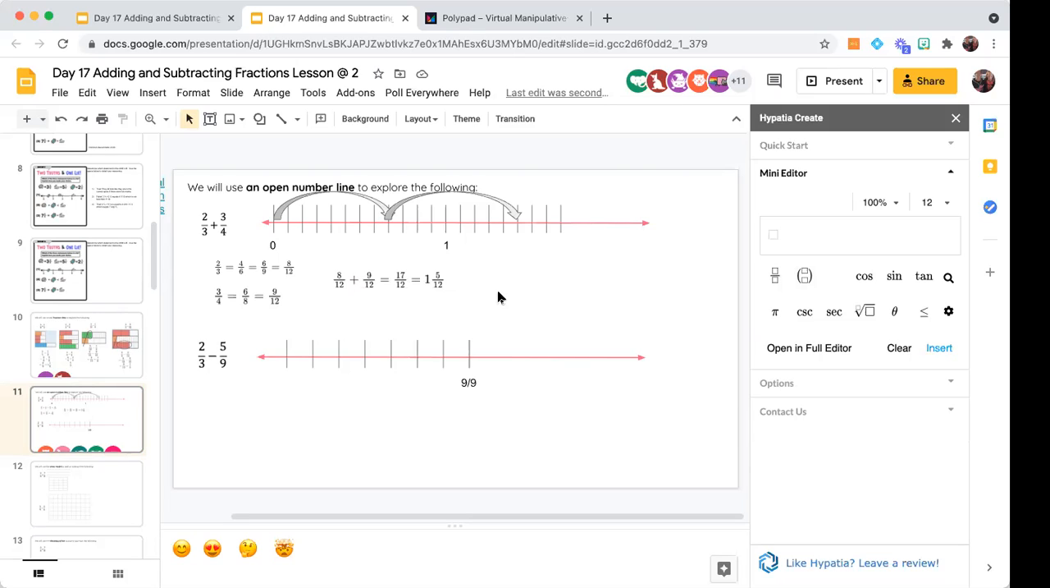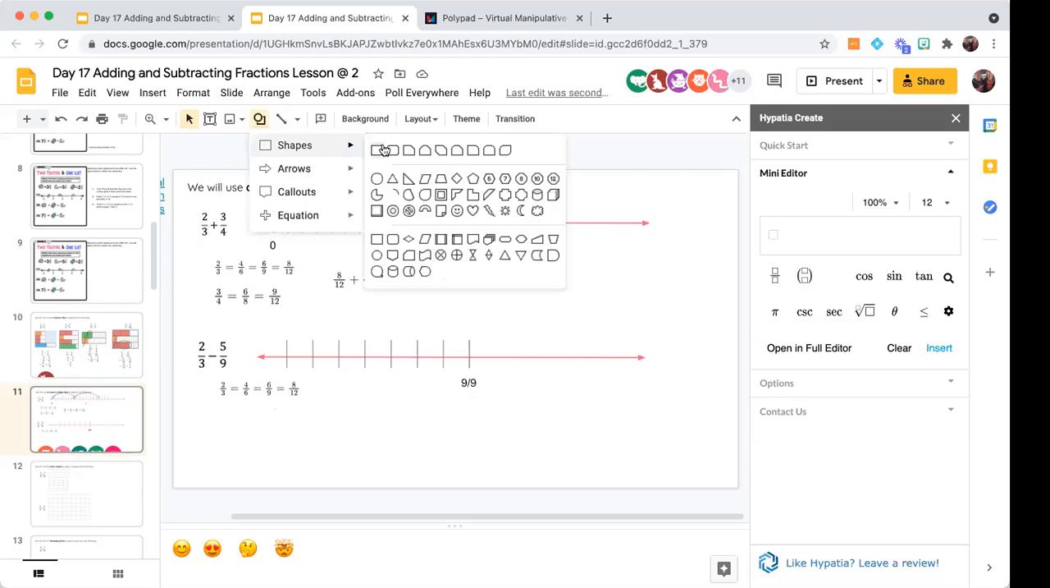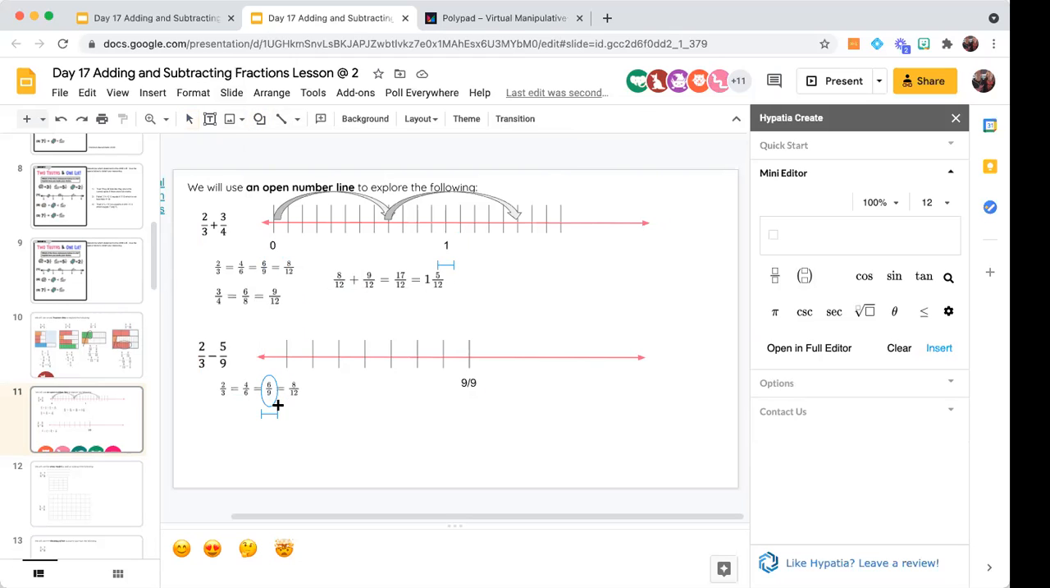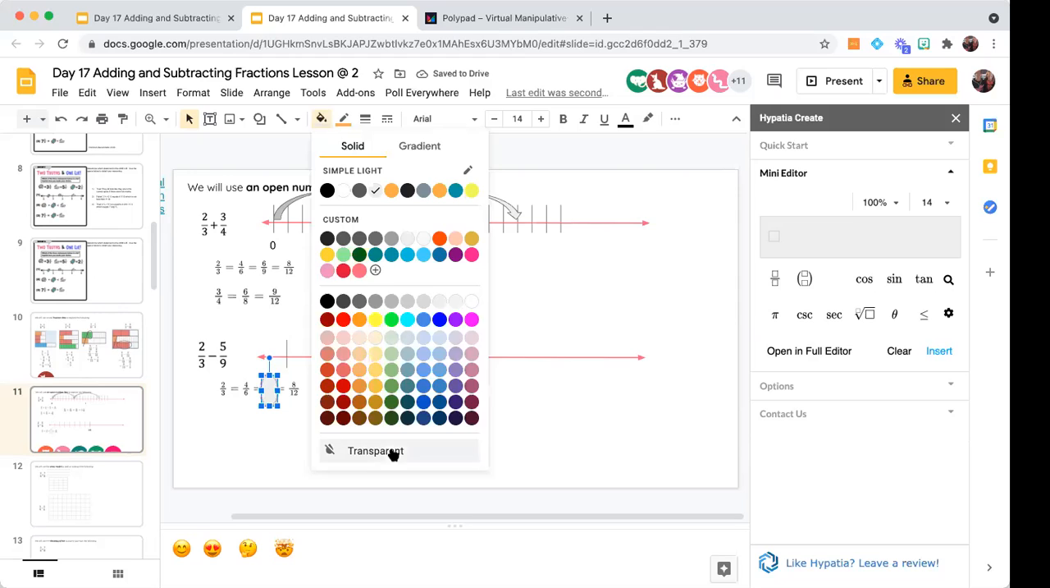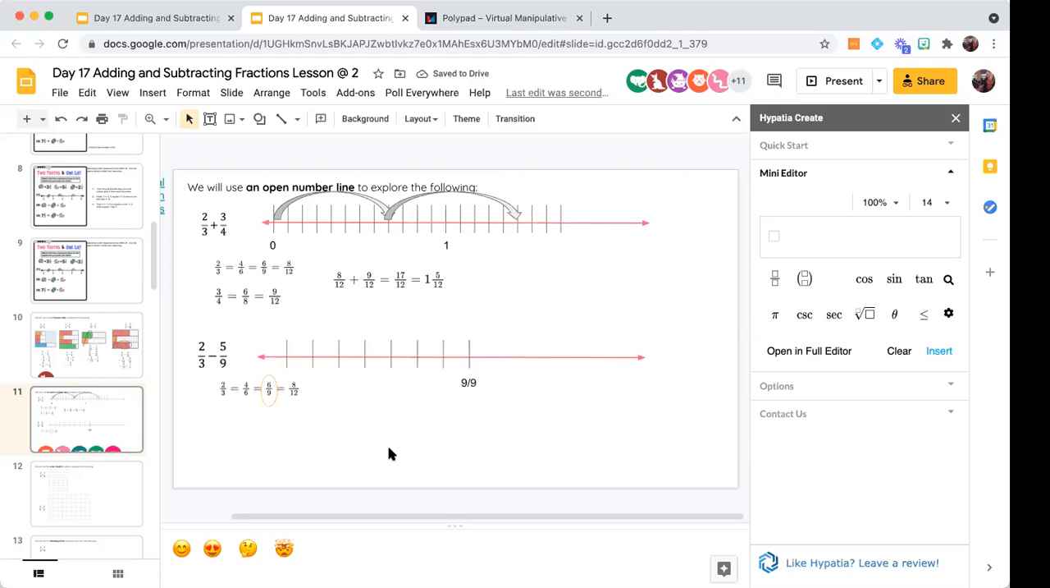All right, let's do a subtraction one. Here we have 2/3 minus 5/9. Well, we already have 2/3 from above written in all of its glory with its equivalencies. So there is a 9th, right? We see the 9th. We'll add a little visual here, and then we'll turn it to transparent. We see the 9th here. Oops, I didn't turn it transparent. There we go. We see that 2/3 is the same as 6/9, but we need to go backwards 5/9.